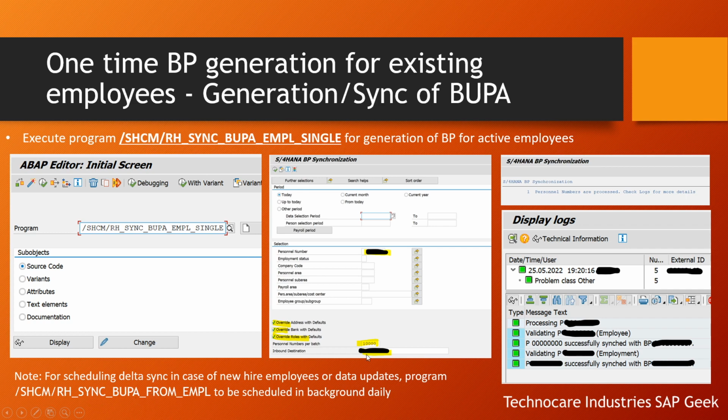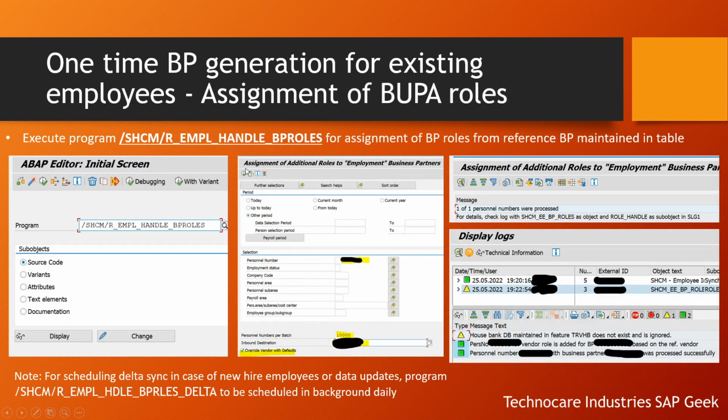Now moving on to the role assignment. There are two jobs which will be running in the background or in the foreground. One is this one, which just generates the business partners, and this is the second job, which is delivered using the business function that we activated in step 1. This is used for assignment of whatever roles are required to the business partner. This job takes input from the reference business partner that we have generated in the customizing, and then generates and assigns those roles to all the business partners generated in the earlier job.